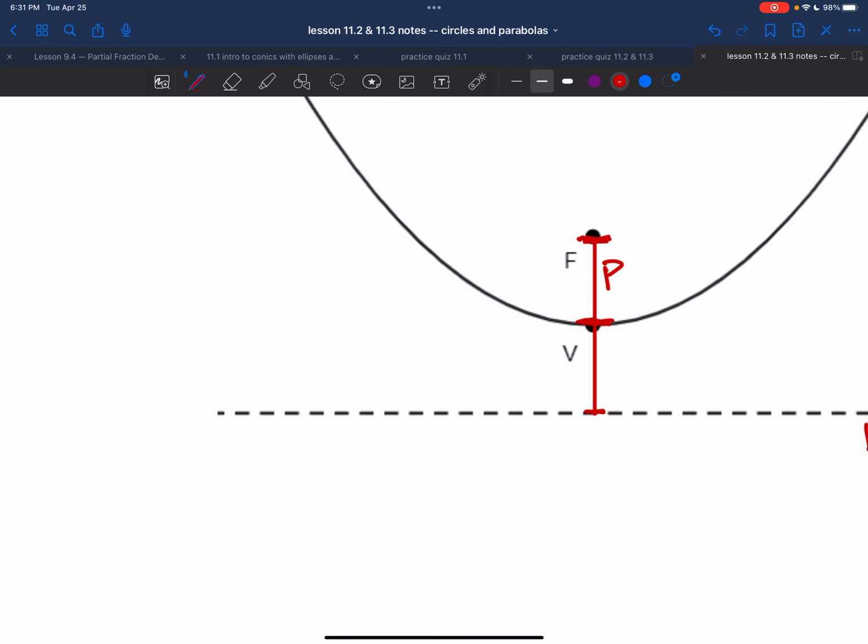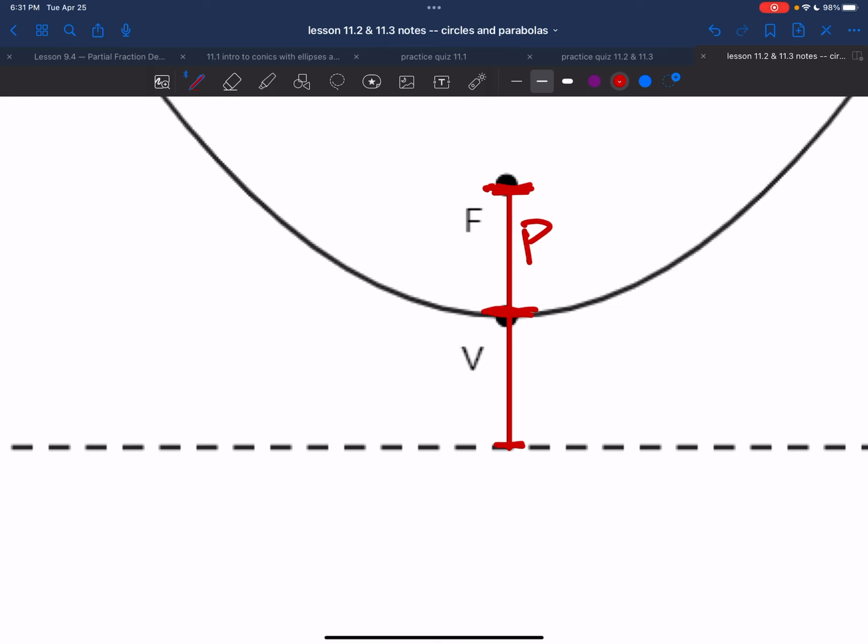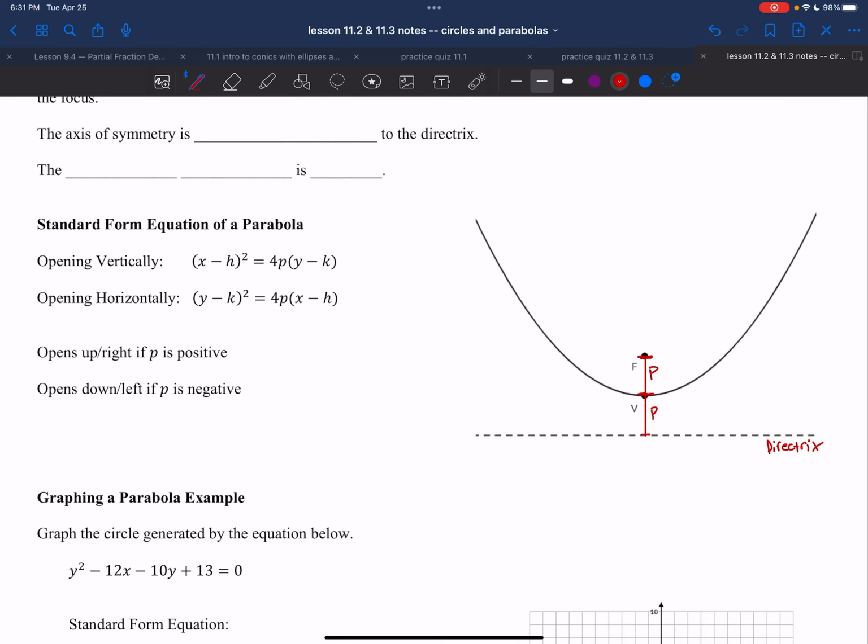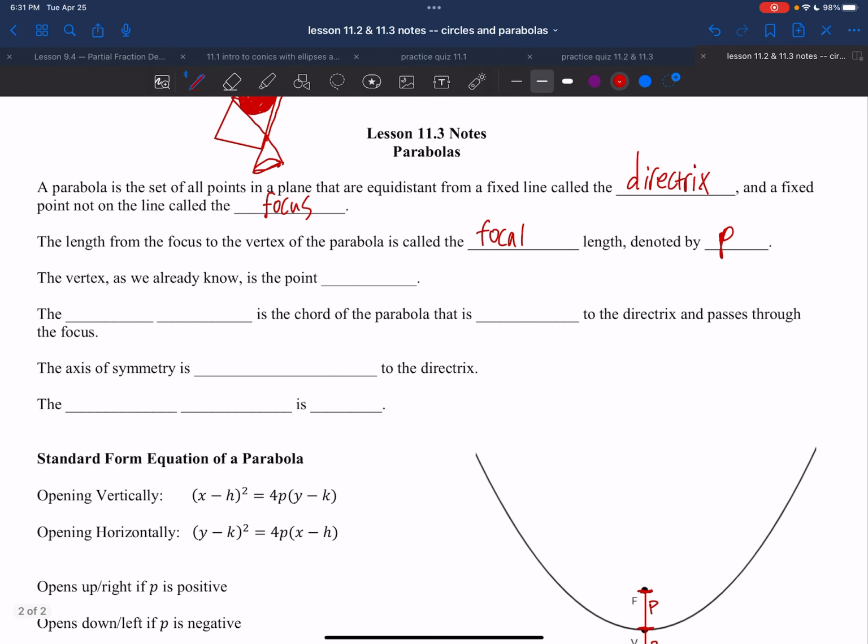Okay, and if you see this, if the distance between the vertex and the focus is p, and every point on the parabola is just as far from the focus as it is from the directrix, then the distance from the vertex to the directrix should also be p, right? Those two lengths should be the same. And that's the focal length.